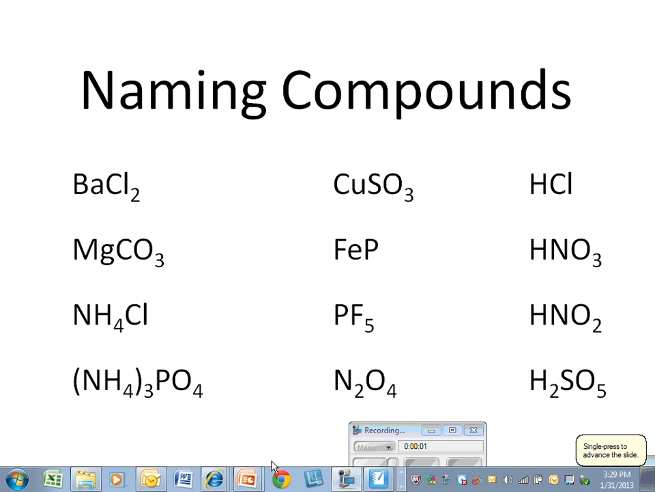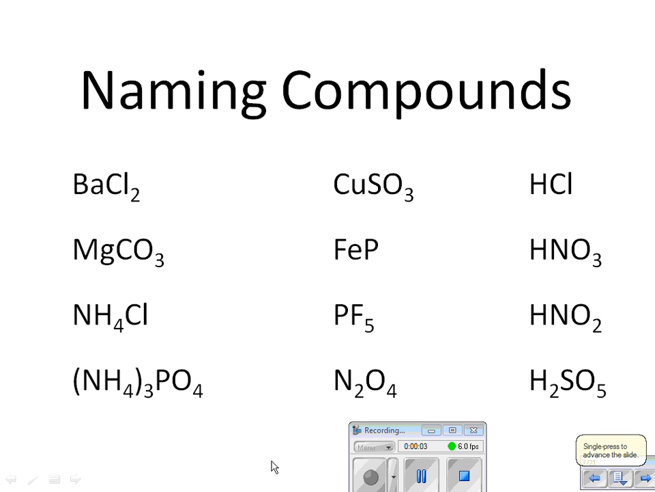This is the third in a series of videos where we are naming compounds, specifically ionic and covalent compounds, some using the stock system and some acids. In this particular video, we are going to name this compound. We're going to start the same way we did with the last two.